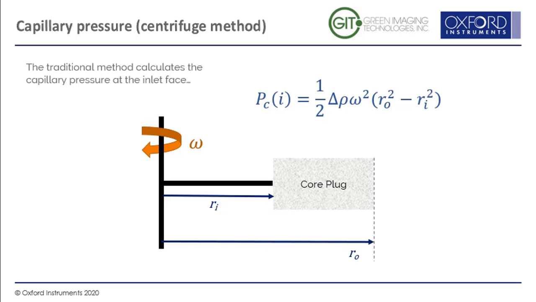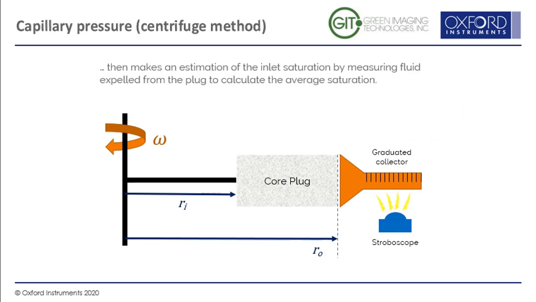The traditional method for measuring capillary pressure by centrifuge first calculates the capillary pressure at the inlet face by substituting Ri, the distance to the inlet face, into the Hassler-Brunner equation. We then calculate the average saturation of the core plug at each spin speed and use that calculation to estimate the saturation at the inlet face. We calculate the average saturation by collecting the amount of fluid expelled from the plug at each spin speed.